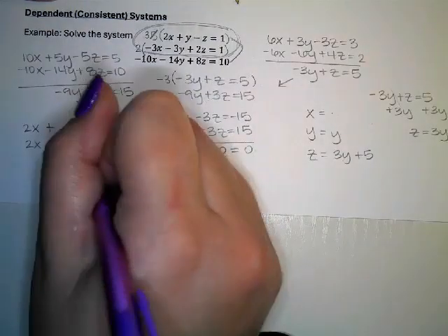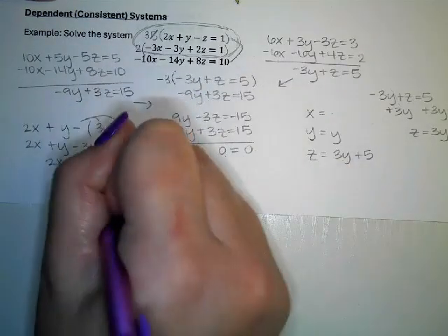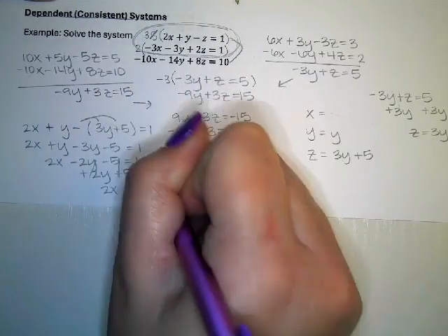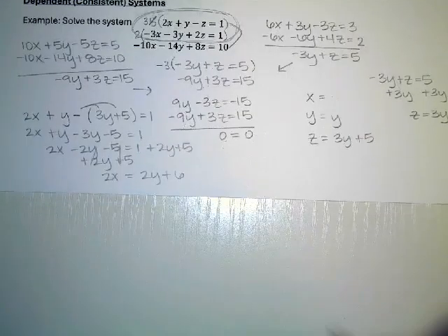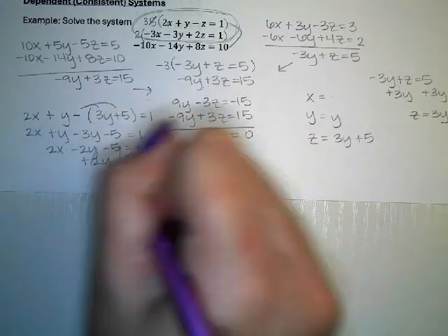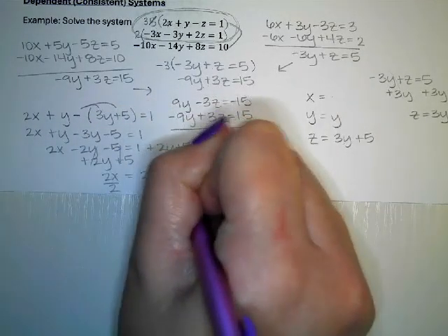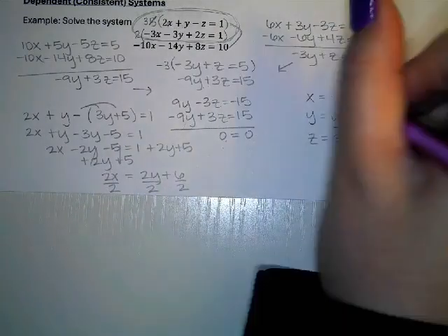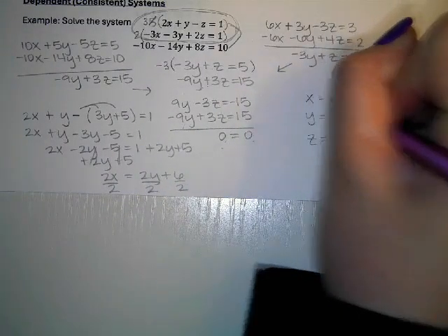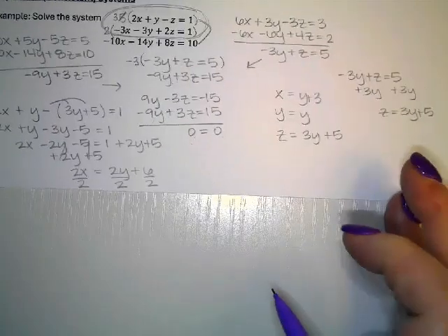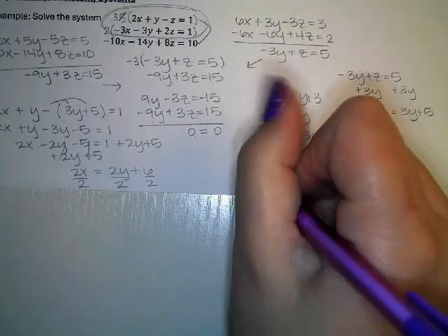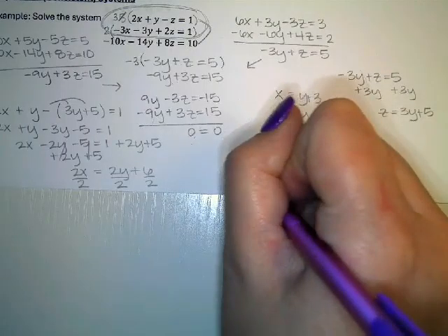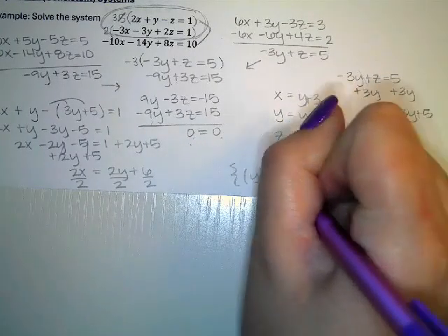2x equals 2y plus 6. And then I can divide everything by 2. So x is y plus 3. So here is our formula for getting the ordered triple. The x coordinate is going to be y plus 3, the y coordinate is y, and the z coordinate is 3y plus 5.